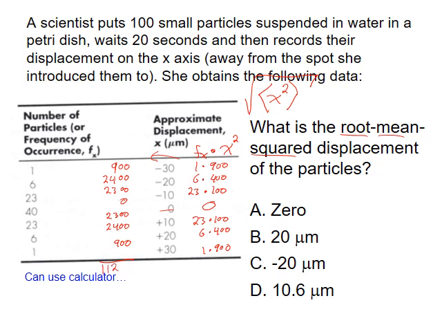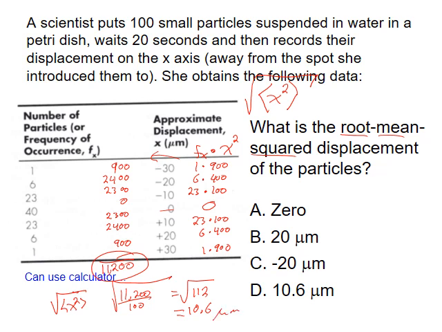Okay, anyways, and then we've got 100 particles, so we need to take the sum and divide by 100. So 11,200 divided by 100, and then we're going to square root that. So that's going to be the square root of 112, which based on my answers has got to work out to be 10.6 micrometers. There we go. So the key takeaway here is that the average displacement of the particles was 0, but the root mean squared displacement of the particles is not 0.